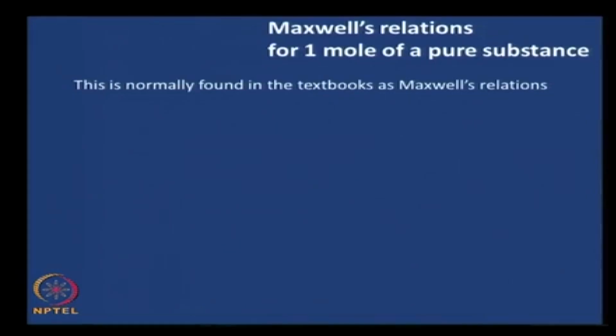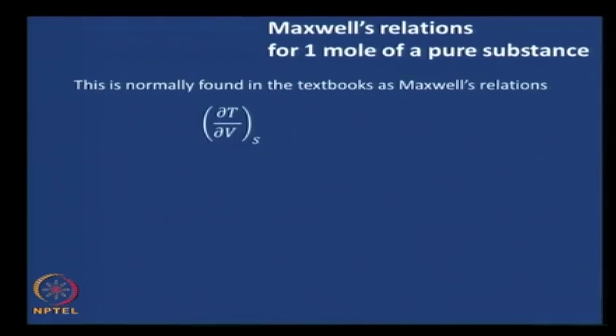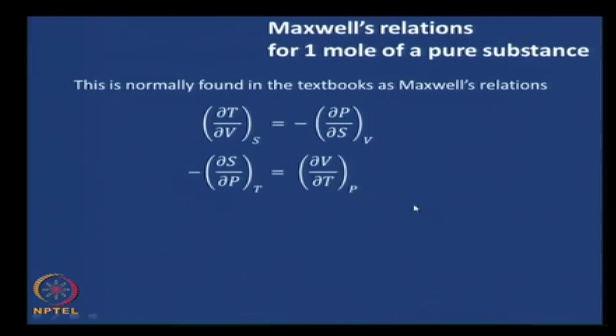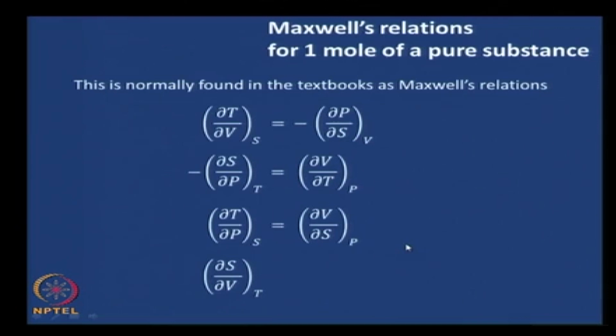Let us look at these relationships for completeness, because you can directly use these relationships under such conditions where you have 1 mole of the substance. (∂T/∂V) at constant S equals minus (∂P/∂S) at constant V. This was obtained by applying the reciprocity relationship to the total differential written for 1 mole of the substance. (∂T/∂V) at constant S equals minus (∂P/∂S) at constant V; minus (∂S/∂P) at constant T equals (∂V/∂T) at constant P; (∂T/∂P) at constant S equals (∂V/∂S) at constant P; and (∂S/∂V) at constant T equals (∂P/∂T) at constant V.